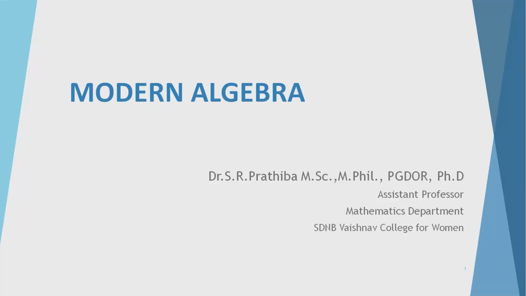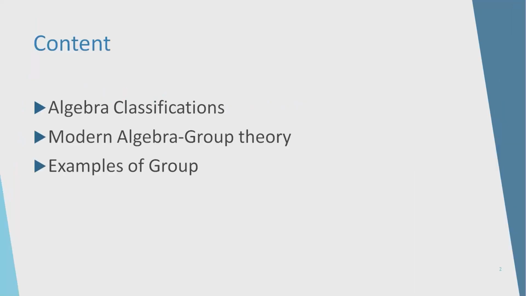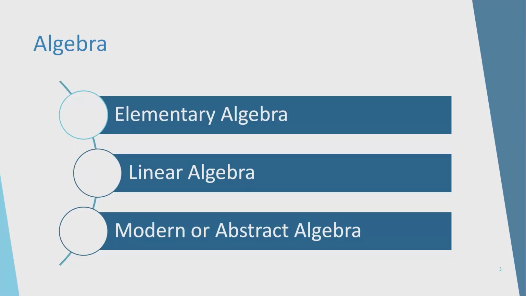Let us see what are the basic concepts in modern algebra. Algebra classification, then some concepts in group theory. Examples of group theory are the content of this lecture. Before going to classification of algebra, let us see what is algebra. Algebra is a branch of mathematics that deals with constants, variables and arithmetic operators. Also, it is the study of algebraic structures.